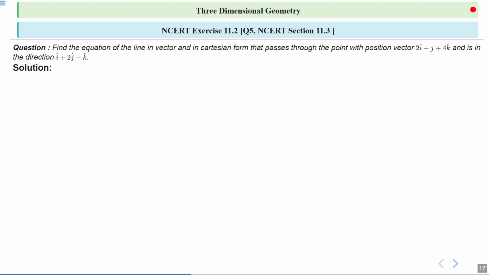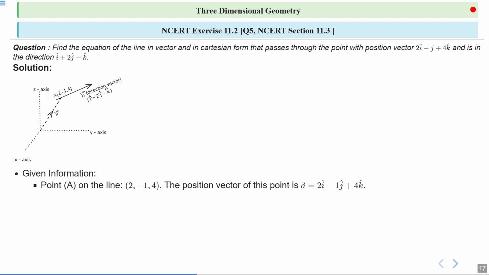Let's start the solution. First of all, visualize this diagram. In this diagram you can see the line passes through the point with position vector 2i cap minus j cap plus 4k cap. So the coordinates of the point on the line are 2, minus 1, 4. And this line is in the direction i cap plus 2j cap minus k cap. Then we have to find the equation of the line in vector and in Cartesian form.